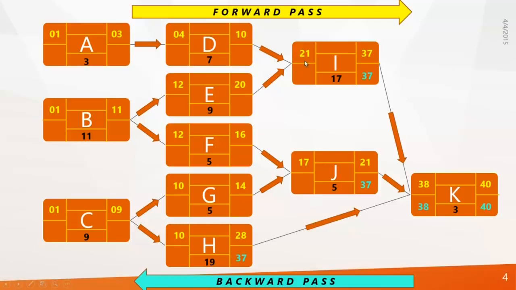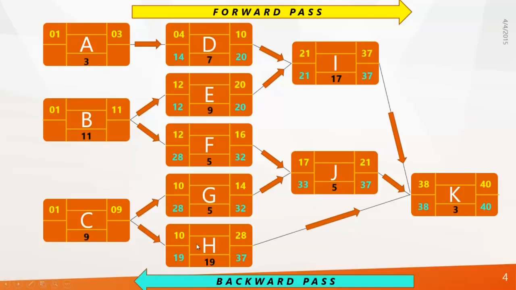Now calculate the late start for I. It is 37 minus 17 plus 1 makes 21. For J, 37 minus 5 plus 1 makes 33. And for H, 37 minus 19 plus 1 makes 19. Now let's go to the third level in the backward pass. Use the same equations to find out the late start and late finish. Here we got all the values, and next we're going to the final level.